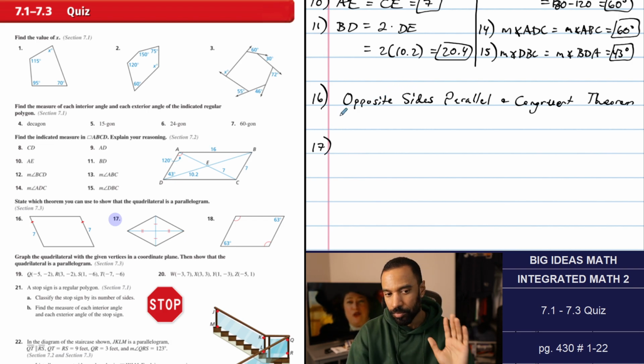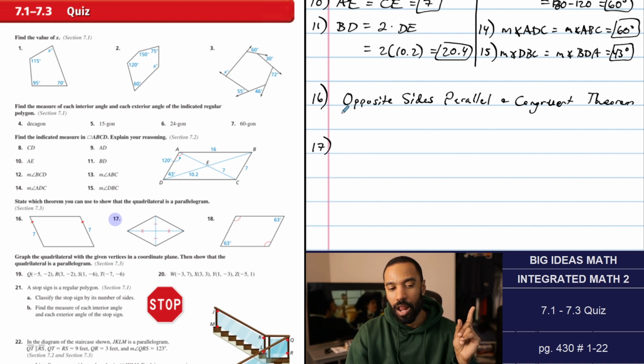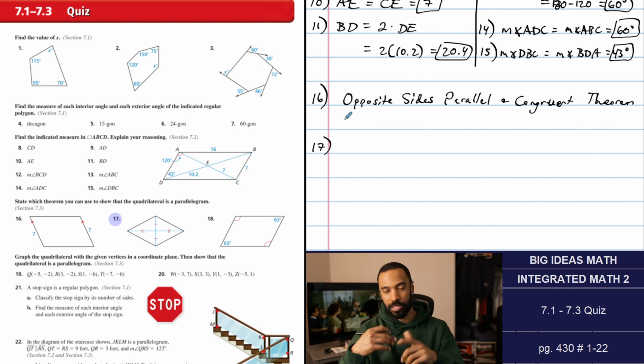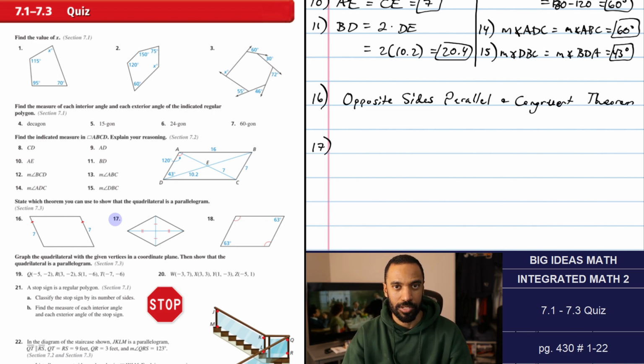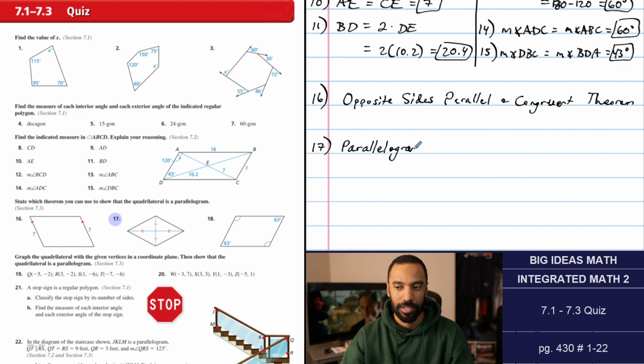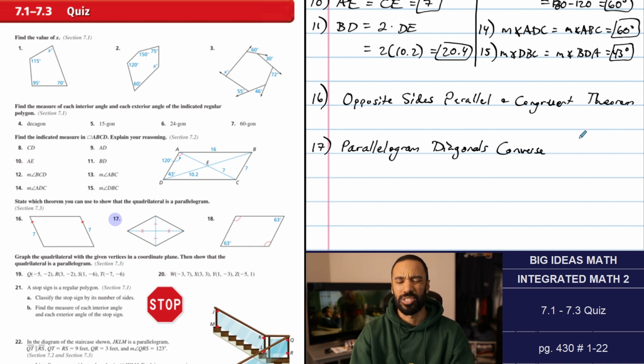Next, we have: these diagonals bisect each other. Now, the parallelogram has a property that states diagonals bisect each other. So we're flipping this thing on its head. If diagonals bisect each other, it's a parallelogram. This is a converse theorem. This is the parallelogram diagonals converse. I believe I'm saying that right. Parallelogram, diagonals, converse, or diagonals converse theorem.